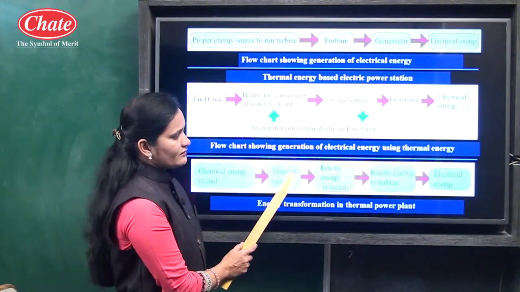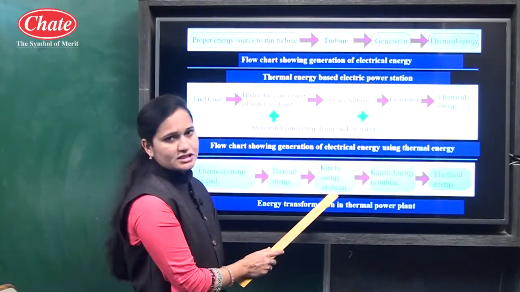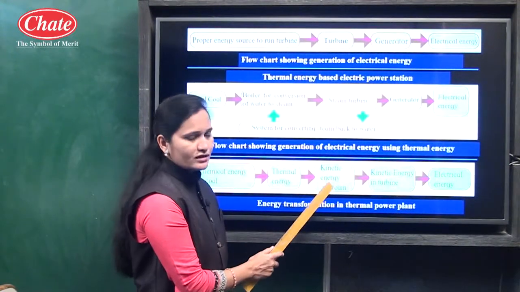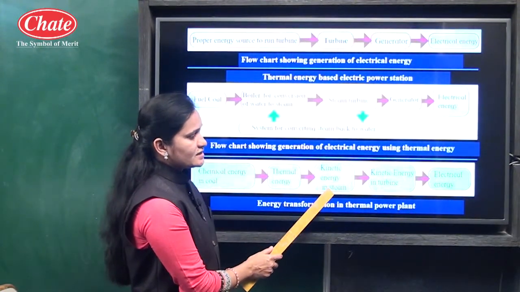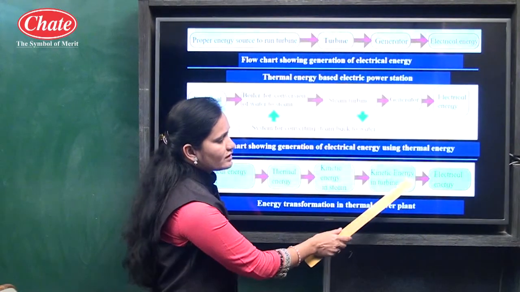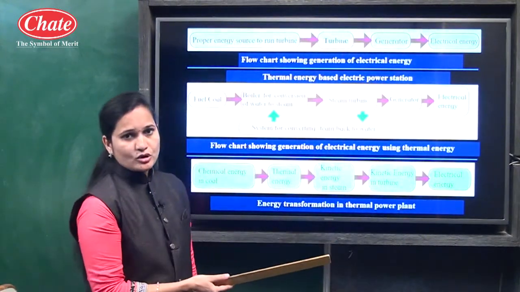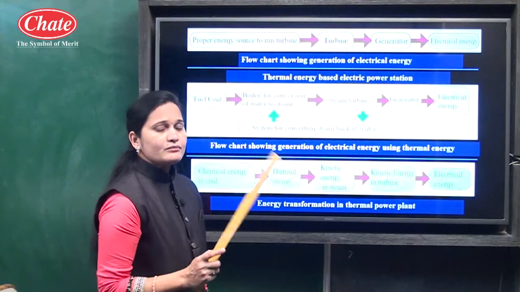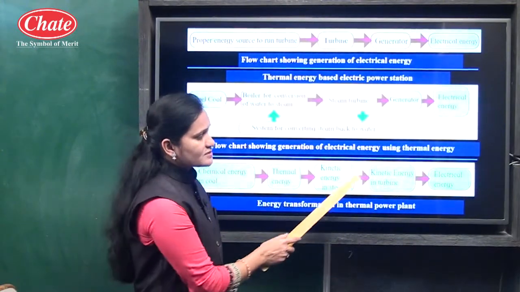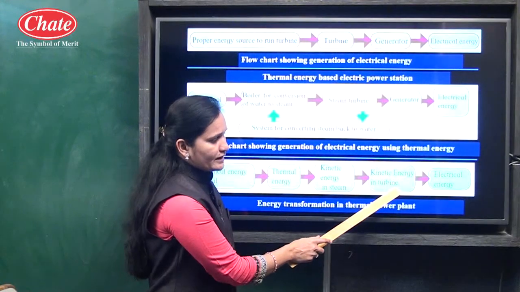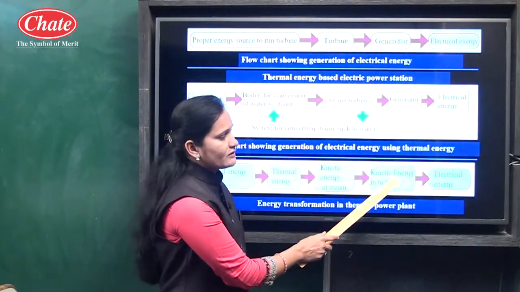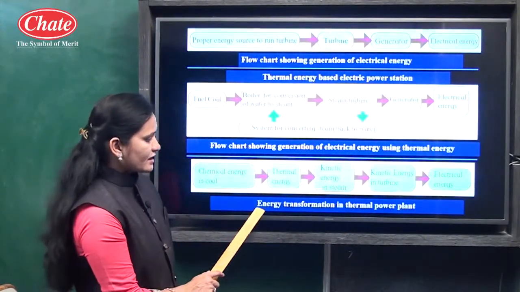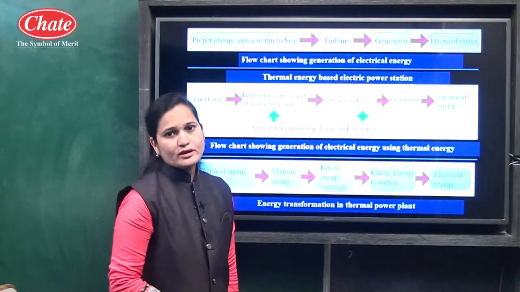This thermal energy gets converted into the kinetic energy in steam. This kinetic energy in steam gets converted into the kinetic energy in the turbine, because when steam strikes the blades of the turbine, the blades start to rotate and it becomes kinetic energy in the turbine. This kinetic energy in the turbine gets converted into electrical energy with the help of the generator. So this is the energy transformation in a thermal power plant.